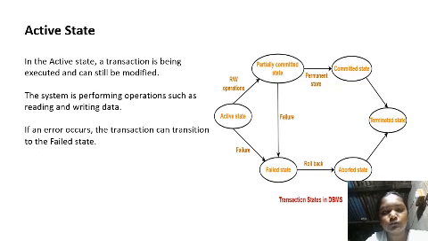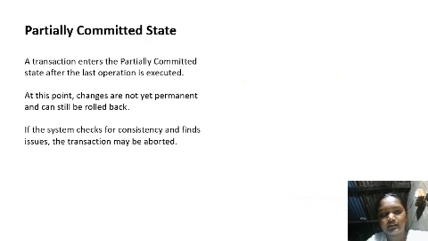Active state. In the active state, a transaction is being executed and can still be modified. In the active state, we can modify or execute in any way. The system is performing operations such as reading and writing data. If an error occurs, the transaction can transition to the failed state. When we perform a transaction and errors occur, at that time we can go to another step. It is also called a transaction state in DBMS.